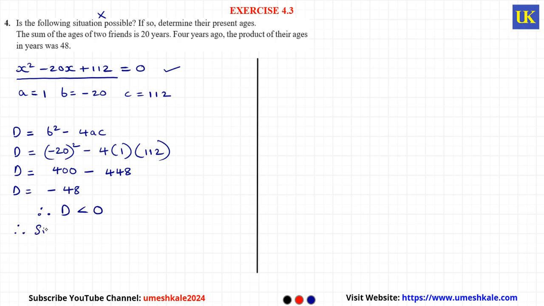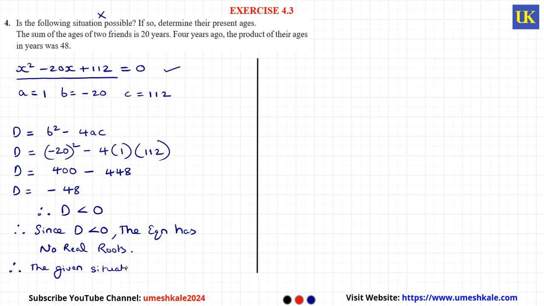We can say that since D is less than 0, the equation has no real roots. No real roots. Therefore, the given situation is not possible.